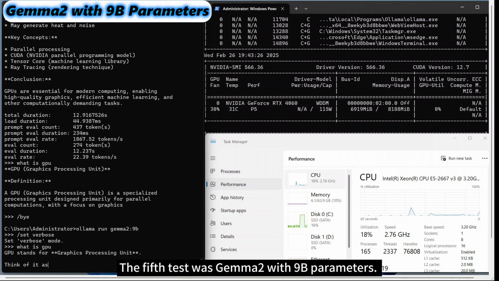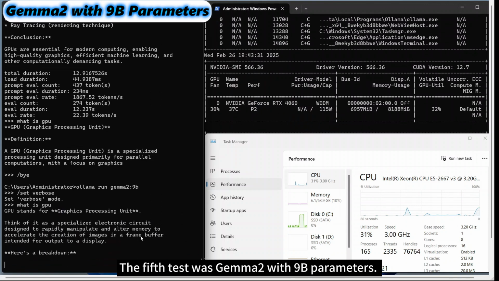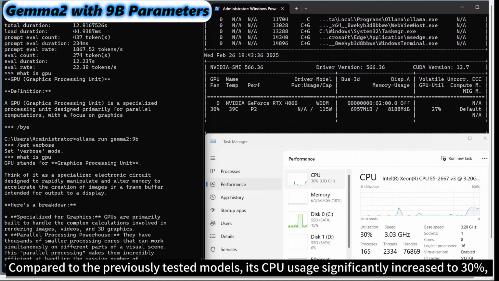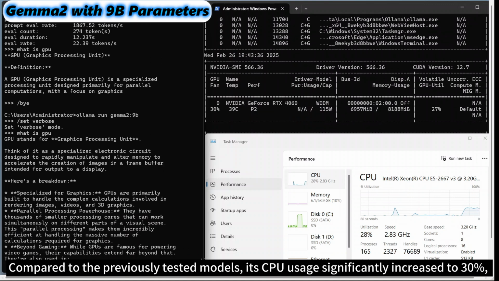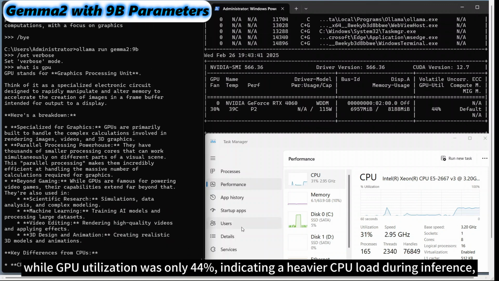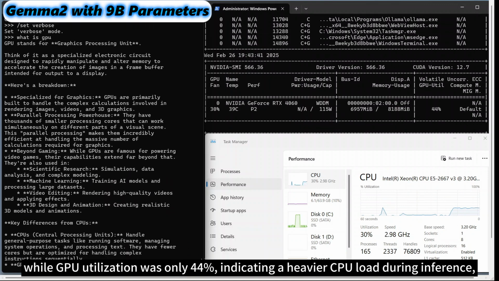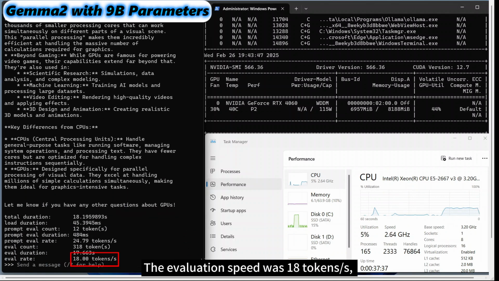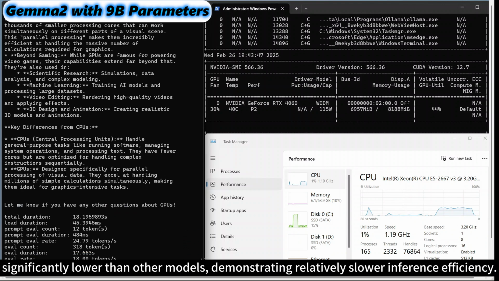The fifth test was Gemma 2 with 9 billion parameters. Compared to the previously tested models, its CPU usage significantly increased to 30%, while GPU utilization was only 44%, indicating a heavier CPU load during inference, which may cause performance bottlenecks. The evaluation speed was 18 tokens per second, significantly lower than other models, demonstrating relatively slower inference efficiency.